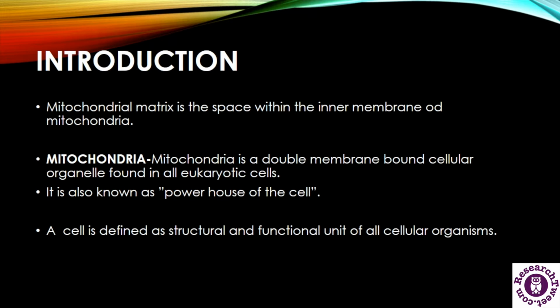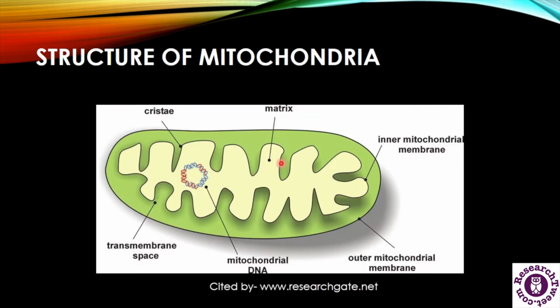cellular activities. Now let's understand what a cell is. A cell is defined as a structural and functional unit for all cellular organisms, and a cell consists of different cellular organelles or cytoplasmic organelles, which include ribosomes, endoplasmic reticulum, lysosomes, mitochondria, and many other organelles. The mitochondria is one of the cytoplasmic organelles, and in this video lecture we will discuss the mitochondrial matrix in detail. Here we can see the structure of mitochondria.